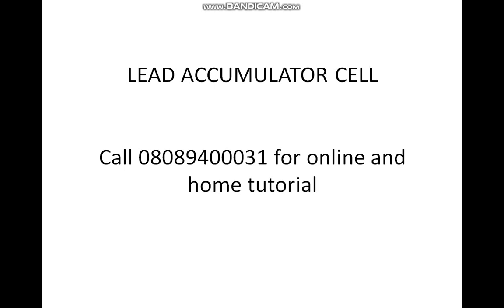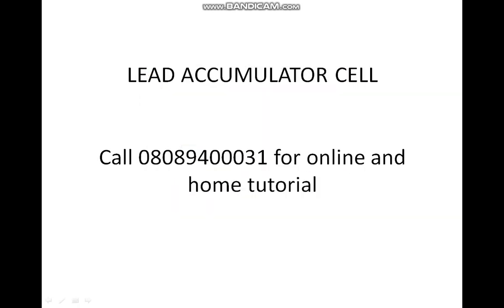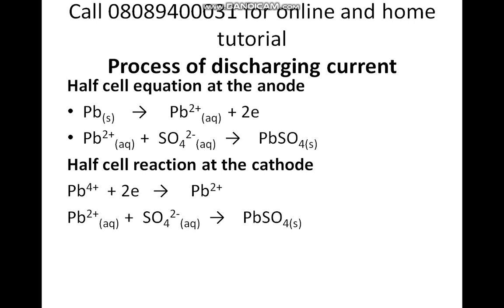The metallic lead, which serves as the anode, loses electrons and is oxidized to lead(II) ion. The lead(II) ion goes into solution and reacts with some tetraoxosulfate(VI) ion of the electrolyte solution to form lead(II) tetraoxosulfate(VI) solid, which is deposited on the anode. The half-cell reaction equation at the anode: on the tutorial board is the half-cell equation at the anode. The lead solid loses 2 electrons to give lead ion.